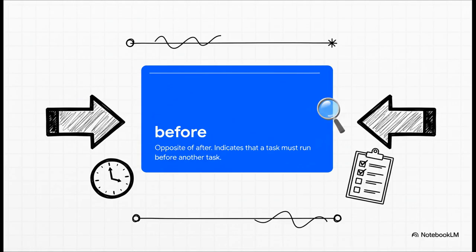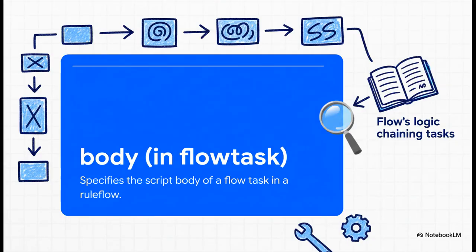Okay, next up is a real chameleon of a keyword, body. Seriously, its job changes depending on where you find it. First up, when you see it in a flow task, the body is where you put the script that defines the actual logic of the flow itself. The code that strings the different tasks together.